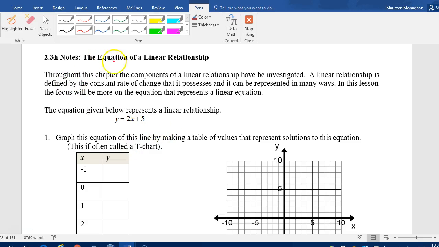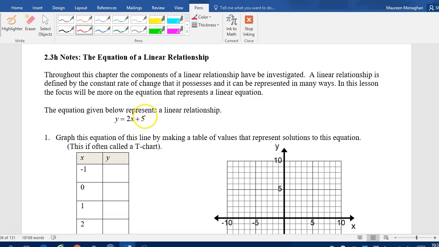The purpose of today's lesson is to talk about the equation of a linear relationship. Throughout this chapter, we've talked about that, all right? And a linear relationship is defined by the constant rate of change. This lesson, we're going to focus more on the equation that represents a linear equation.